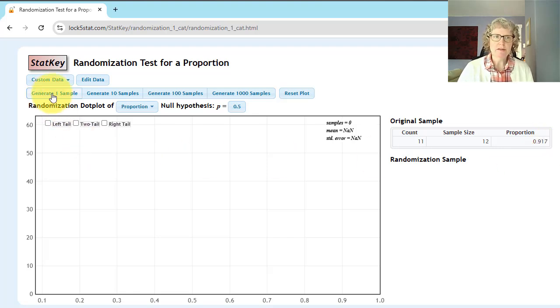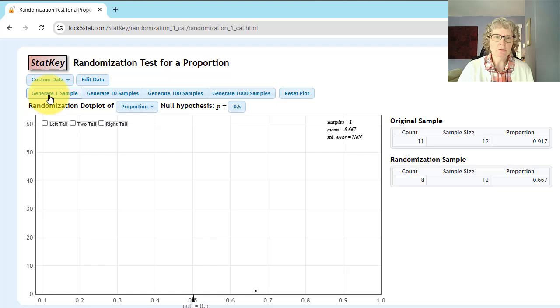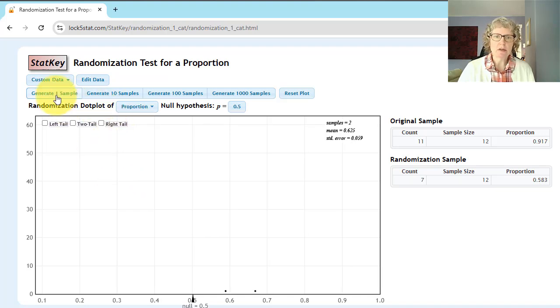Let's do one. So click on Generate One Sample, and that is like one trial with the cards. Then this second table down here on the right shows you the result of that one sample. So this is like the last one I got, which was 8 out of 12 correct, 0.667. Okay, and there's a dot at the bottom. So this is just like the dot plot we were making. Let me generate another one.